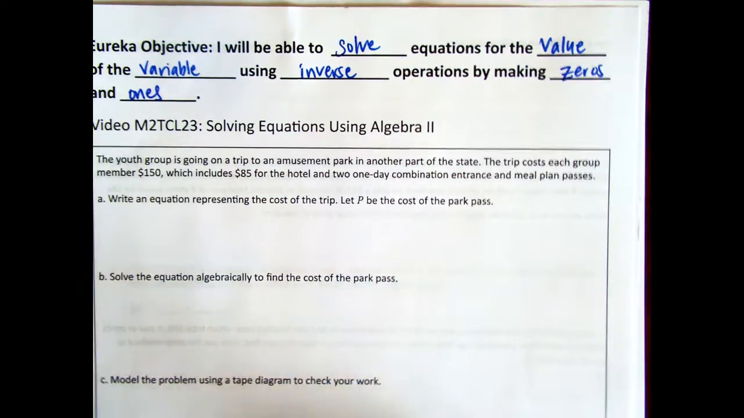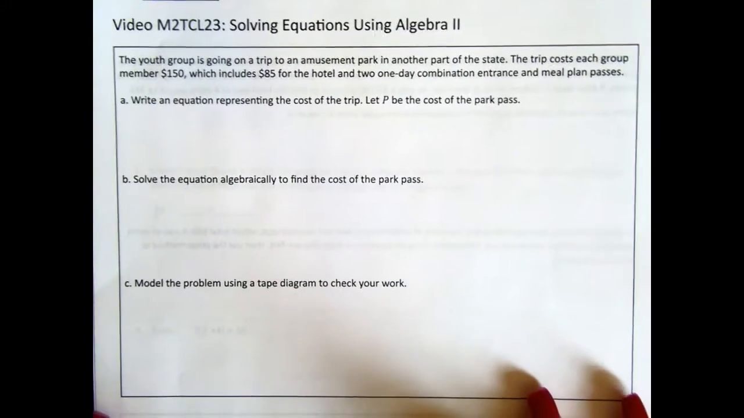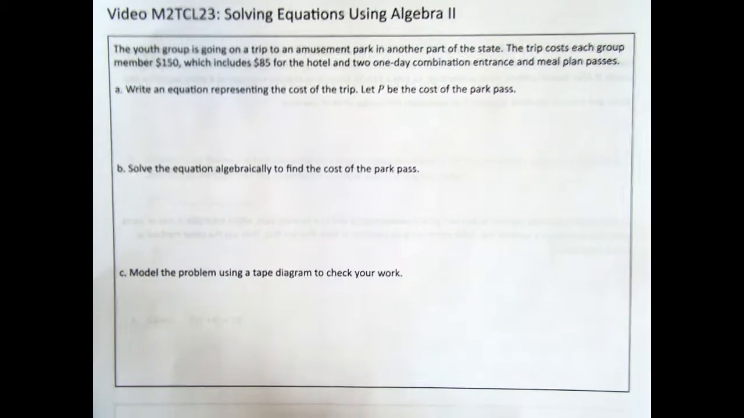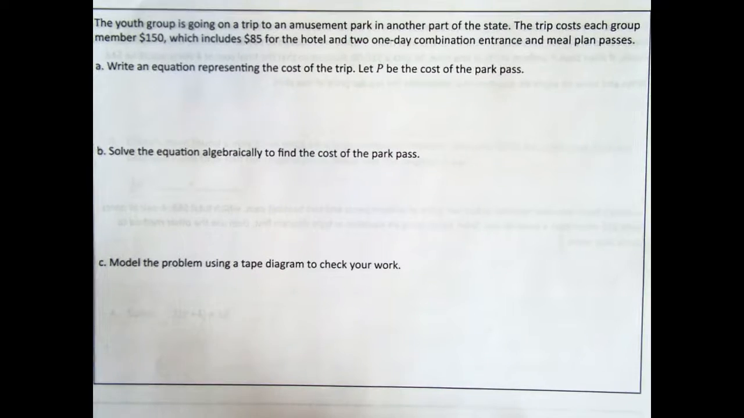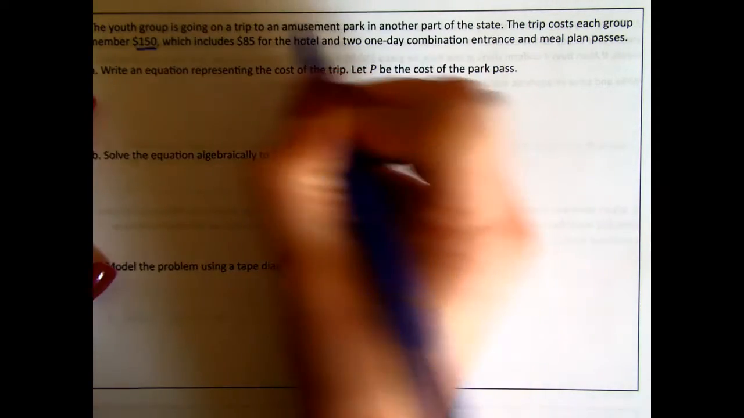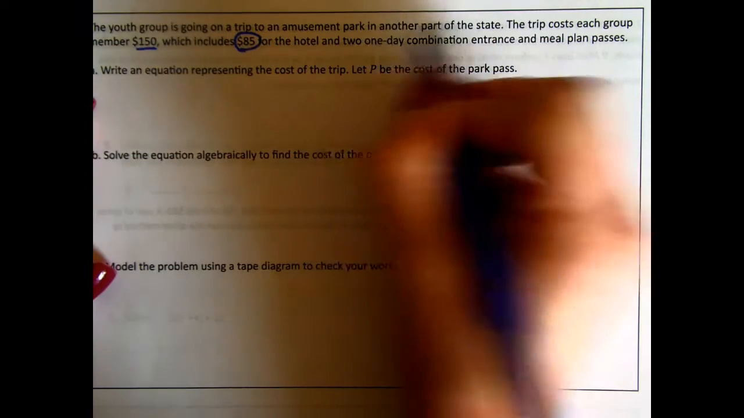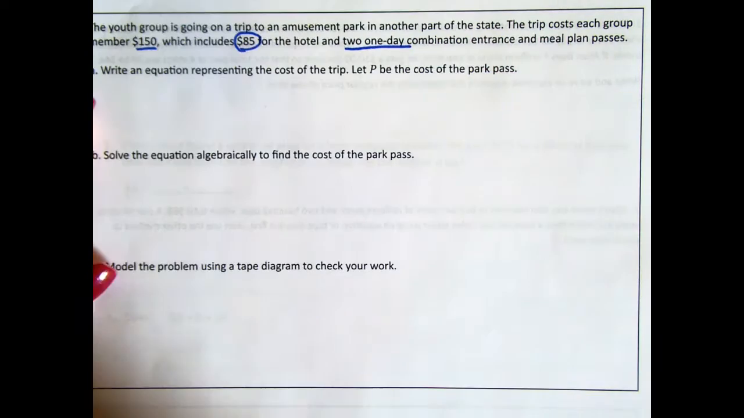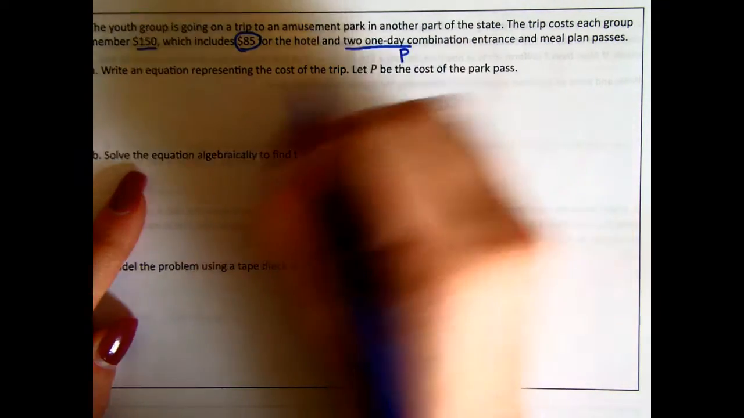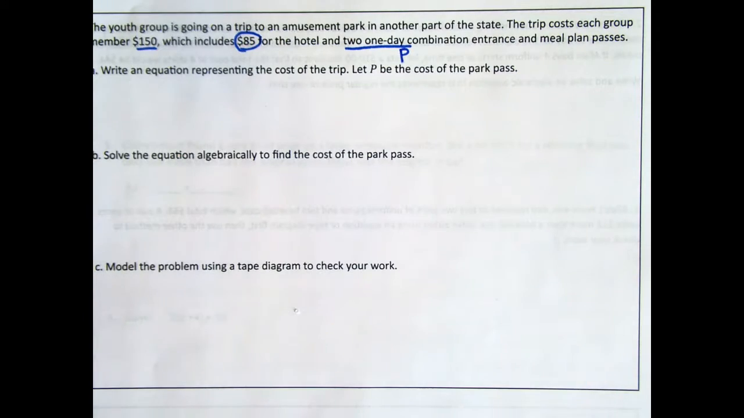Okay, so here's our one problem for the day. And then we might add one extra one at the bottom. The youth group is going on a trip to an amusement park in another part of the state. The trip costs each group member $150, which includes $85 for the hotel and 2 one-day accommodation passes and meal plan passes. So we're going to call these P. Write an equation representing the cost of the trip.